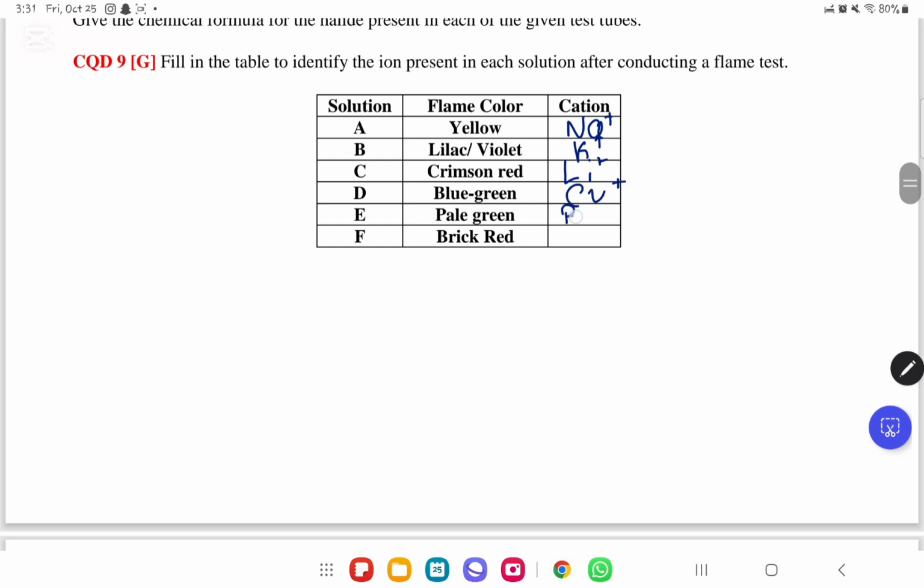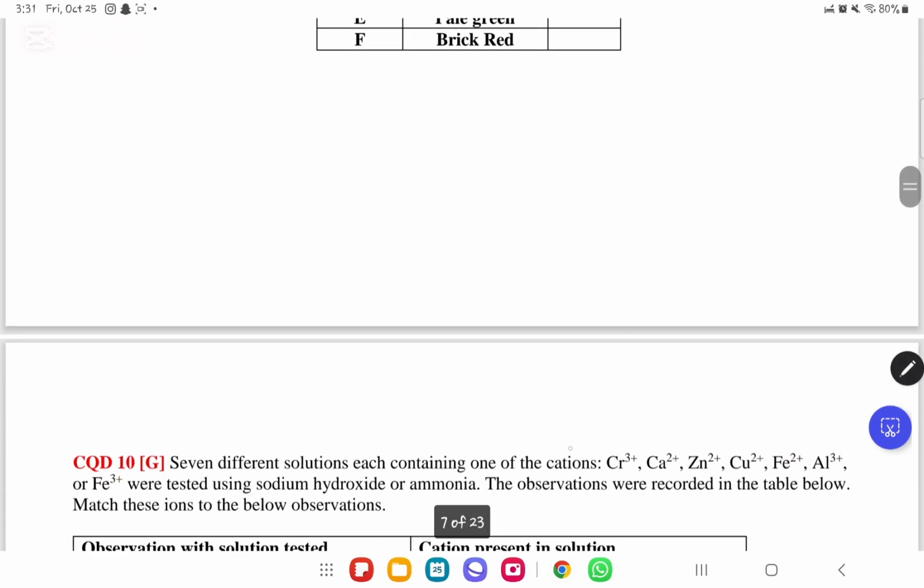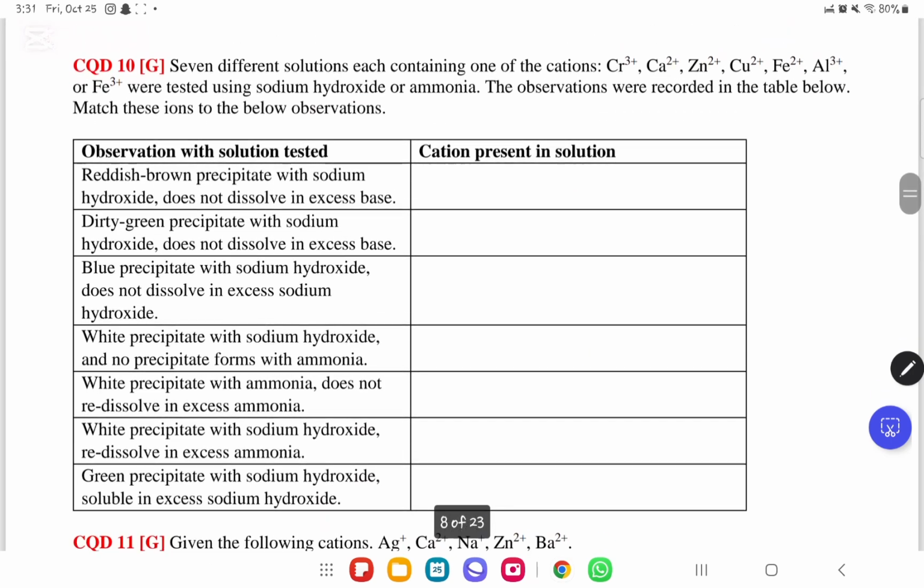Pale green is Ba2+, and brick red is Ca2+. So remember: yellow-orange is Na+, lilac-violet is K+, crimson red is Li+, blue-green is Cu2+, pale green is Ba2+, and brick red is Ca2+. Now we have CQD number 10.